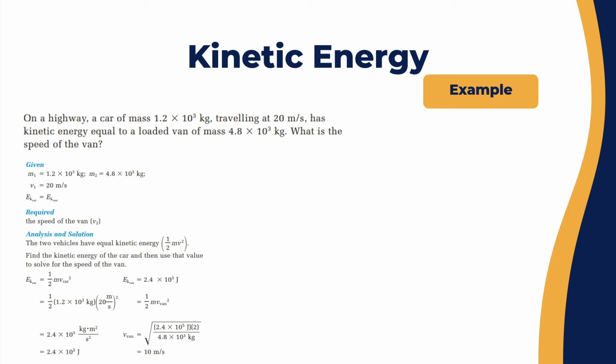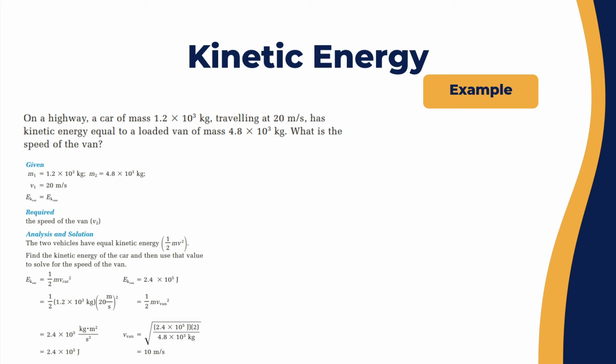We have mass 1 equals 1.2 by 10 to the power of 3 kilograms. We have mass 2 of the van, 4.8 by 10 to the power of 3 kilograms. We have the velocity of the car, which is v1, 20 meters per second. And we know that the kinetic energy of the car equals the kinetic energy of the van. Now what we need to find is the speed of the van, v2 in this case. We know that kinetic energy equals half mass times velocity squared. We will find the kinetic energy for the car, which equals half mass 1 times the velocity of the car squared.